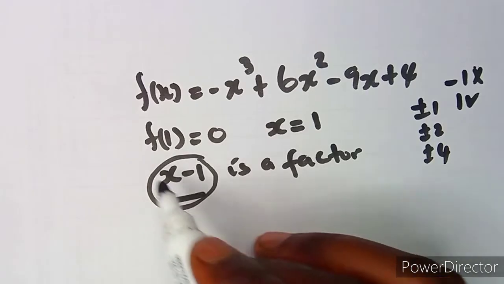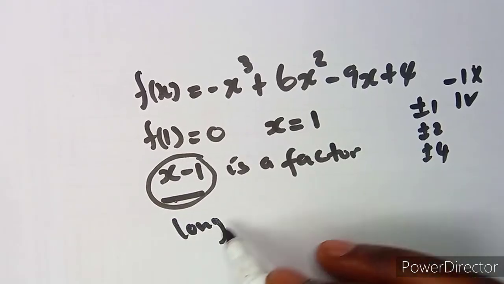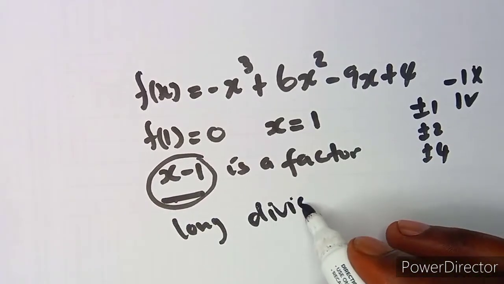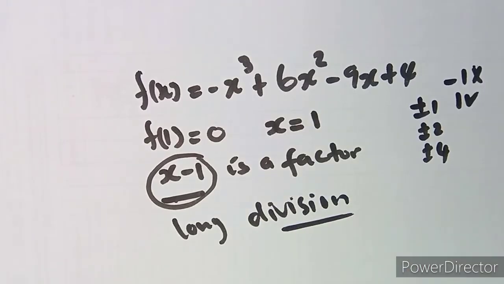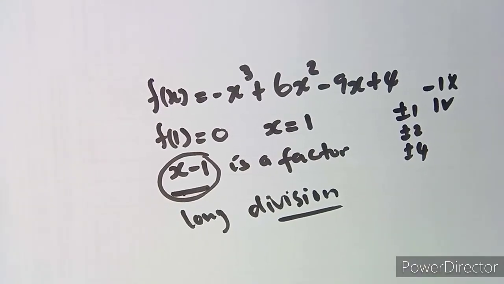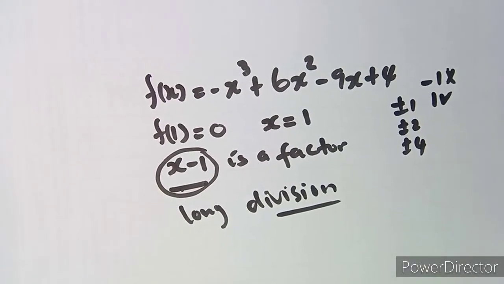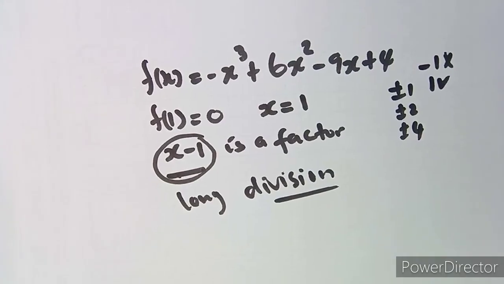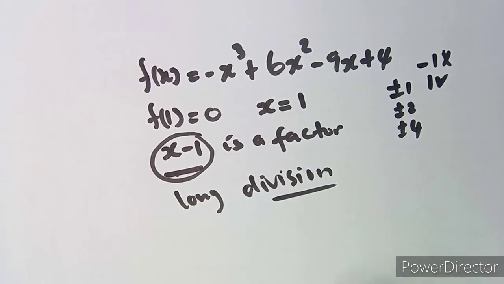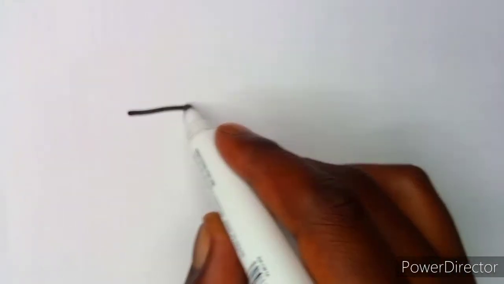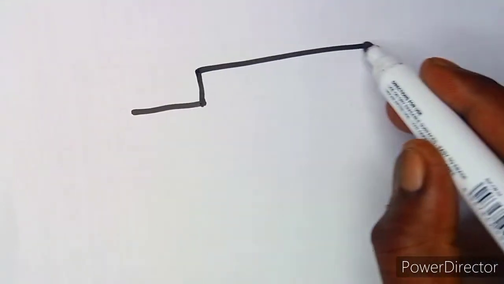We are going to apply now the part of long division. So we have to go through the long division in order for us to factorize, because we need at least to have a quadratic part, a quadratic expression. This quadratic expression can only be achieved by long division. Okay, so we are going to divide by the factor, which is x minus 1. So using the concept of long division, we have something like this.